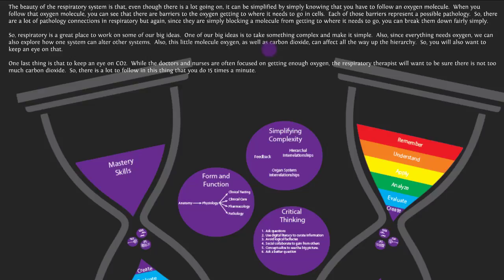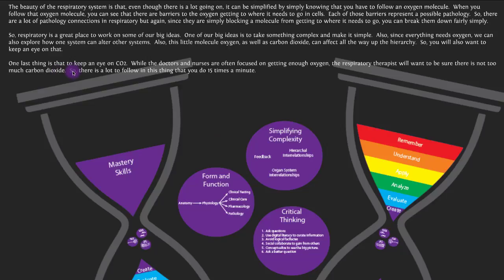So respiratory is a great place to work on some of our big ideas. One of our big ideas is to take something complex and make it simple. Also, since everything needs oxygen, you can explore how one system can alter other systems. That's called organ-system interrelationships. Also, this little molecule oxygen, as well as carbon dioxide, can affect all the way up the hierarchy. And by hierarchy, we mean atoms, molecules, organelles, cells, tissues, organs, and organ systems, and then organisms. So oxygen is affecting each of those levels of hierarchy. So you want to keep an eye on that too.